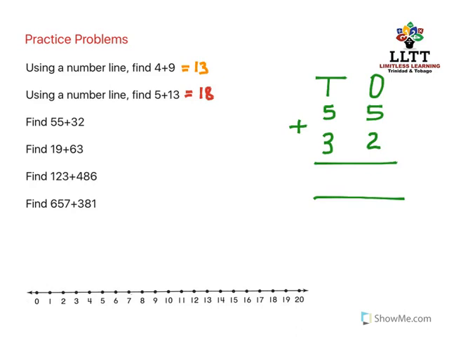Writing our answer within the equal sign, we start with ones. 5 plus 2. We start at 5 and we move 2 places to the right. 1, 2. 5 plus 2 is 7. Then we're going to do the same thing for our tens. We're going to start at 5 and we're going to add 3. So moving 3 spaces to the right. That's 1, 2, 3. So 5 plus 3 is 8. So 55 plus 32 is 87.